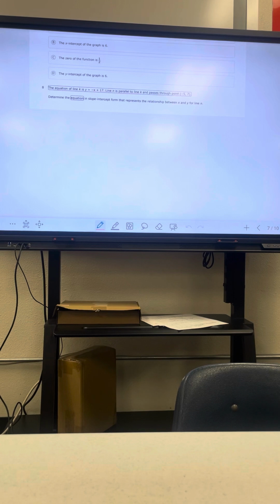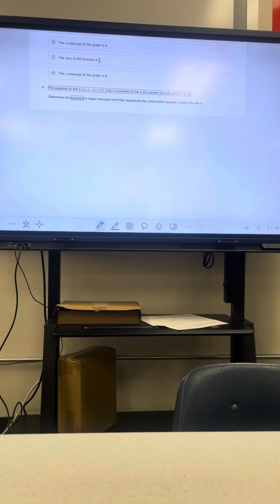Okay, question 8 is probably one of the hardest ones, and I'm going to work through that one just because we haven't really worked a lot of problems like this. It says the equation of line K is y equals -x plus 17. Line N is parallel to line K and passes through the point (-5, 7). Determine the equation in slope-intercept form that represents the relationship between x and y for the line N.